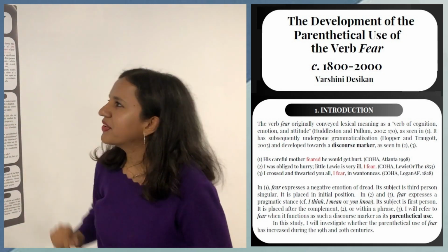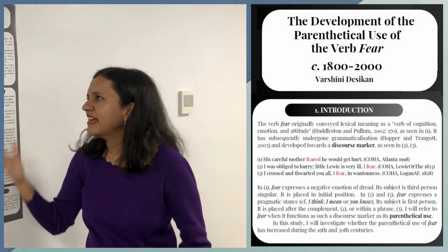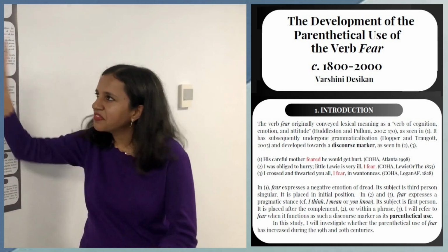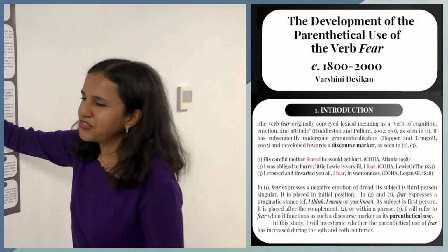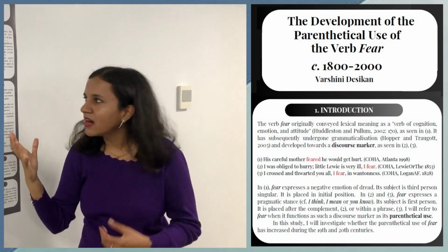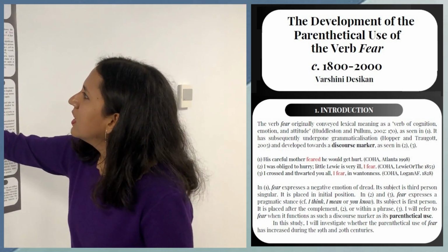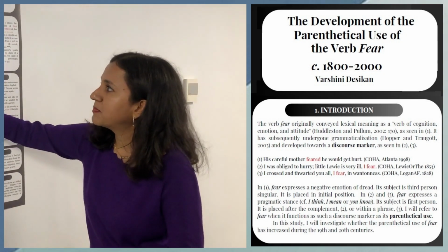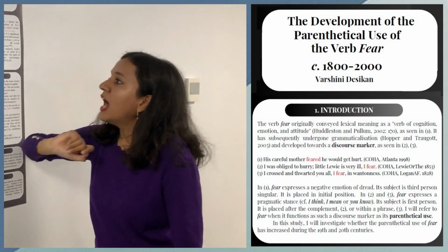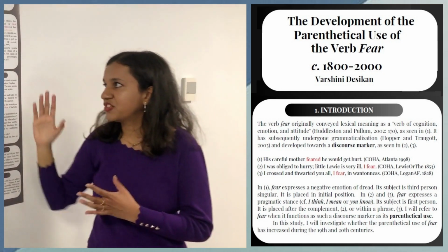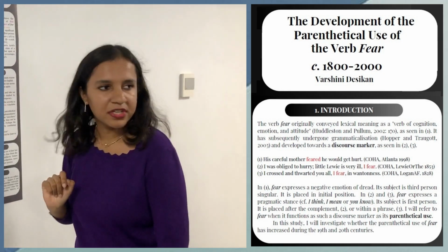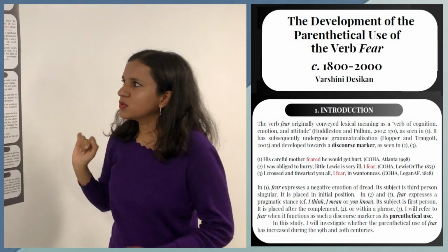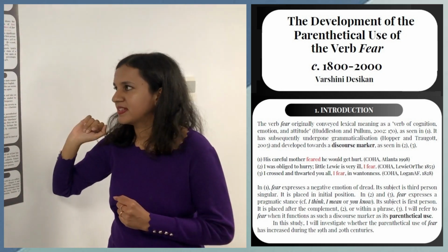In 2 and 3, fear expresses a pragmatic stance such as I think, I mean, you know. It sort of softens the intensity of the emotion conveyed in sentence 1, whereas in 2 and 3, it becomes more of a discourse marker. And its subject is first person, it is placed after the complement as in 2, or within a phrase as in 3. I will refer to fear when it functions as such a discourse marker as its parenthetical use. In this study, I investigated whether the parenthetical use of fear has increased during the 19th or 20th centuries.